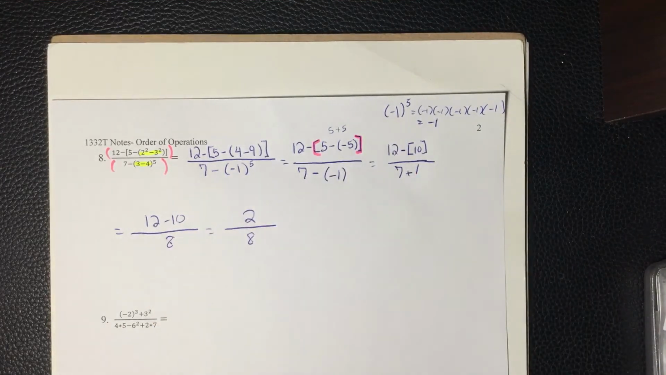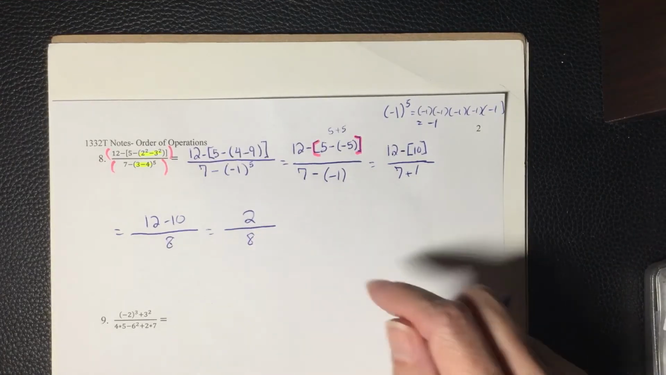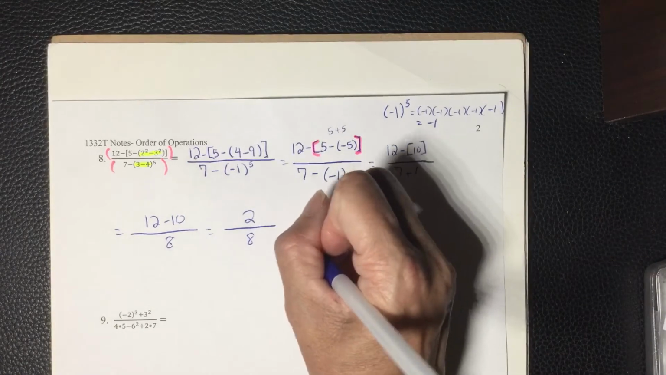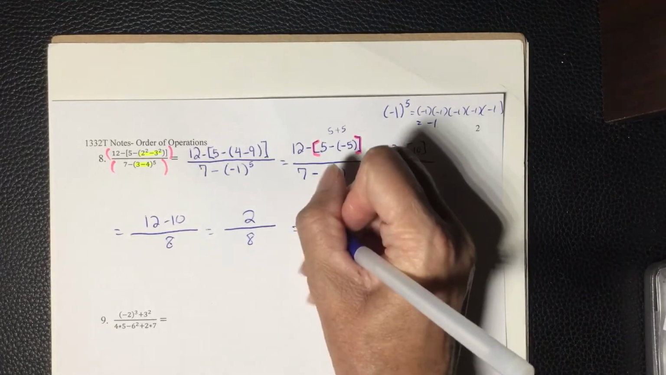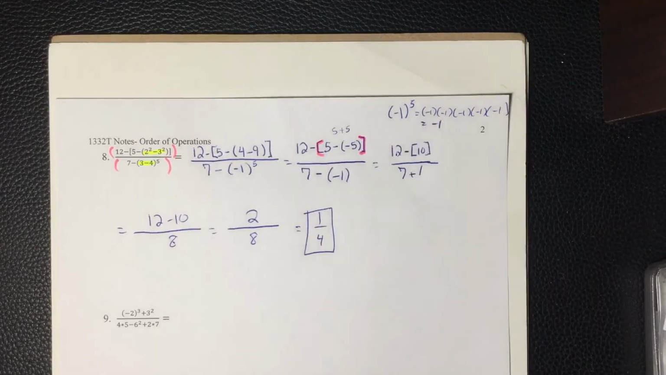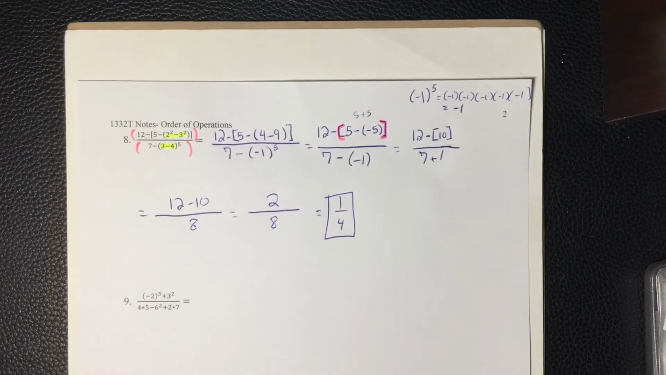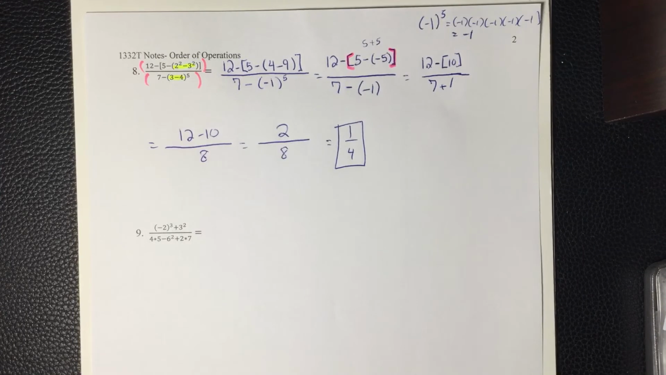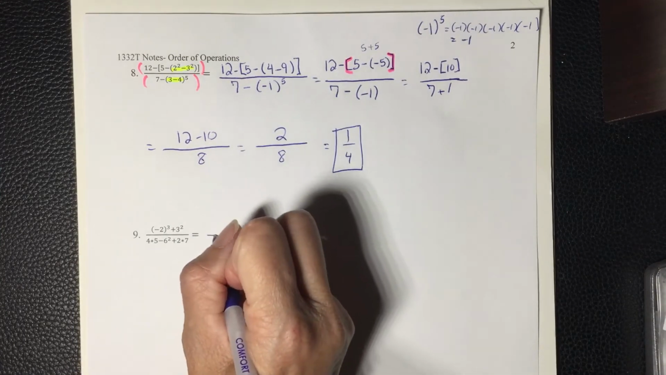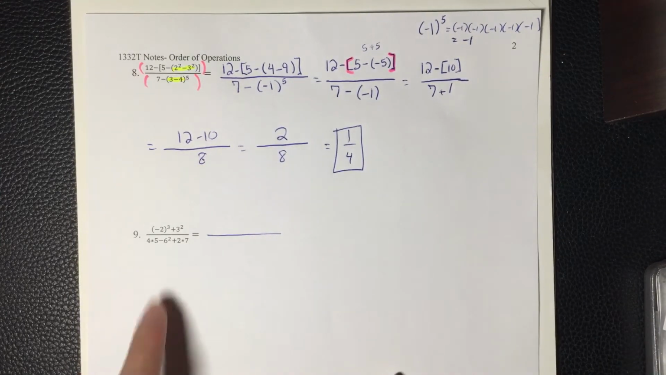All right, so I finally get this simplified down to 2 over 8, and then I just reduce it. Okay, I can divide the top and bottom by 2. And that gives me a simplified answer of 1 over 4. All right, so same thing with number 9. I kind of work the numerator and denominator separately. So I'm going to start with the numerator.